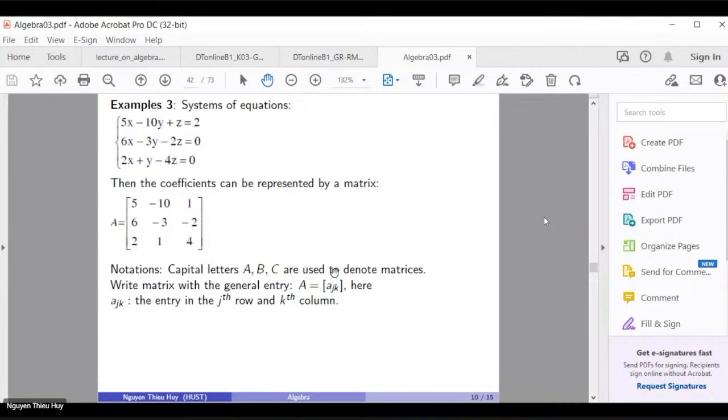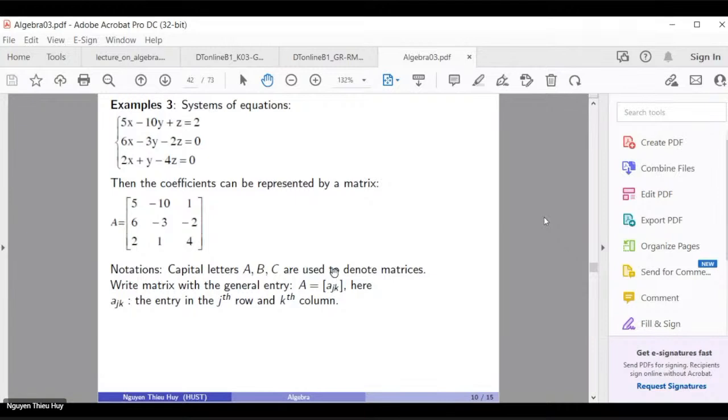So a sub jk means that this is the entry in the j-th row and k-th column. So look at this A. A11 will be 5. So the entry in the first row and first column is 5. You write down that a sub 11 is 5. Okay, look at this here. And a sub 12 means that the entry on the first row and the second column is minus 10. A sub 23 means that the entry on the second row and third column is minus 2, and so on.